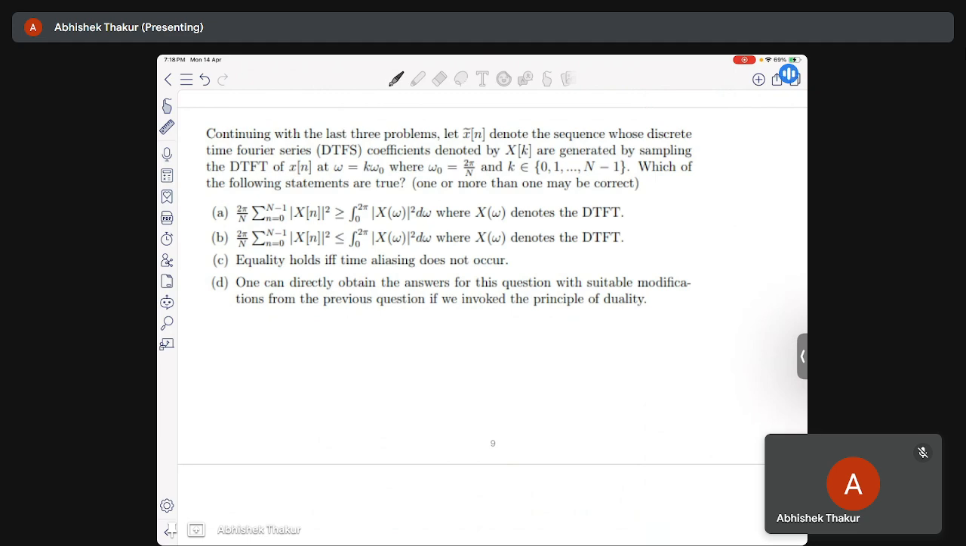So continue the last three problems. Let x tilde of n denote the sequence whose discrete time Fourier series coefficients, denoted by x of k, are generated by sampling the DTFT of x of n at omega is equal to k omega naught, where omega naught is equal to 2 pi by N and k is 0 to N minus 1. Which of the following statements are true?